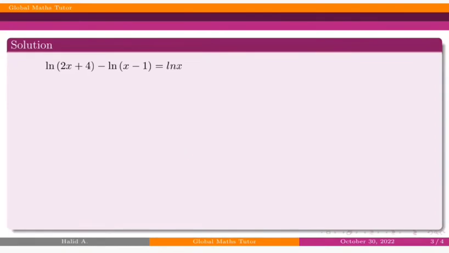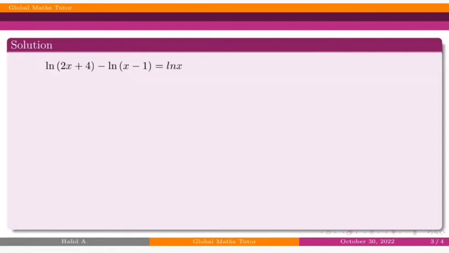Okay, let's do the next question. The next question is ln of 2x plus 4 minus ln of x minus 1 equal to ln x. We know that ln is the same as logarithm to the base e. It's also called the natural logarithm. So the laws we have done for logarithmic functions also apply for ln functions.